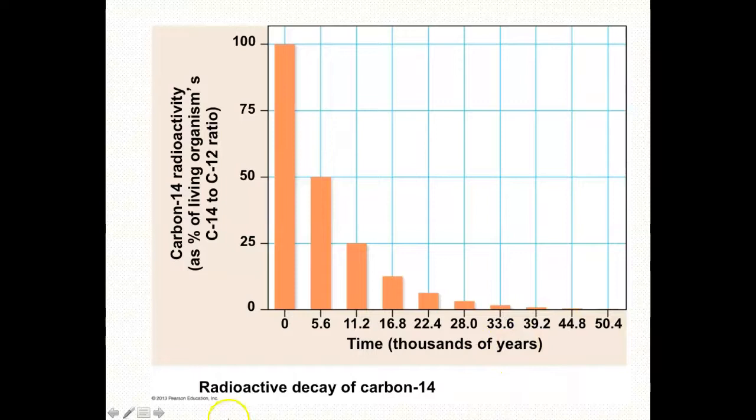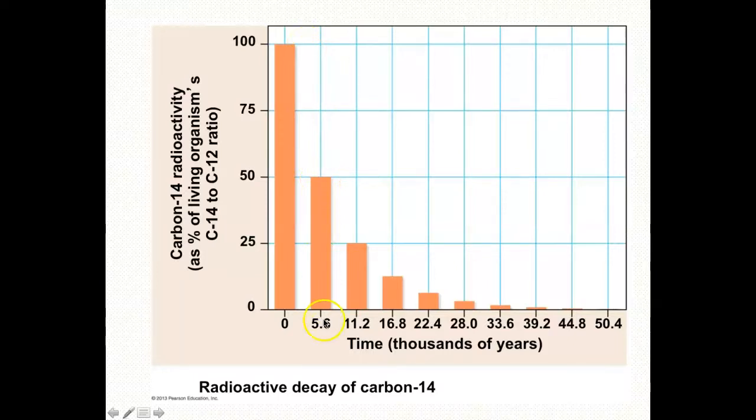So the way that radioactive decay works is in half-lives. At time 0, you're going to have 100% of the amount of carbon-14 in a living organism, because you're actively taking in carbon-14. Let's say you just die, you still have 100% of that carbon-14 in your body. But over time, it starts to radioactively decay, and they measure decay again in half-lives, and we know that it takes 5.6 thousand years for half of that carbon-14 to become carbon-12.